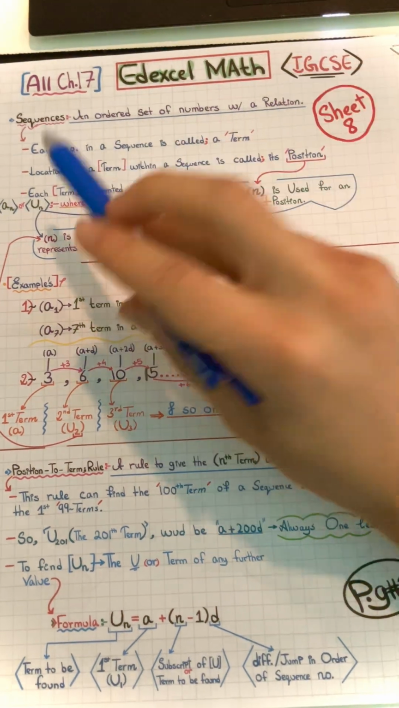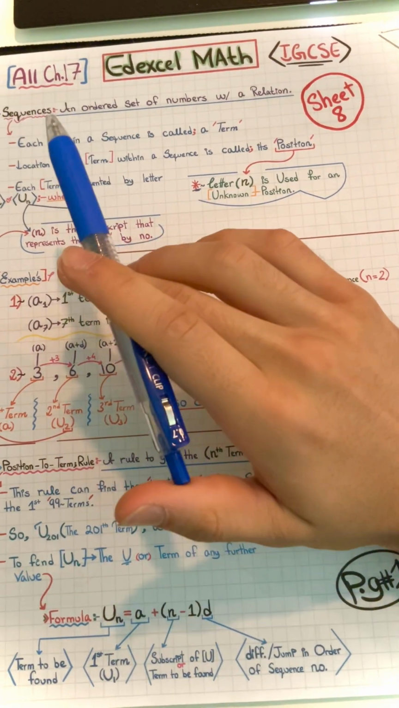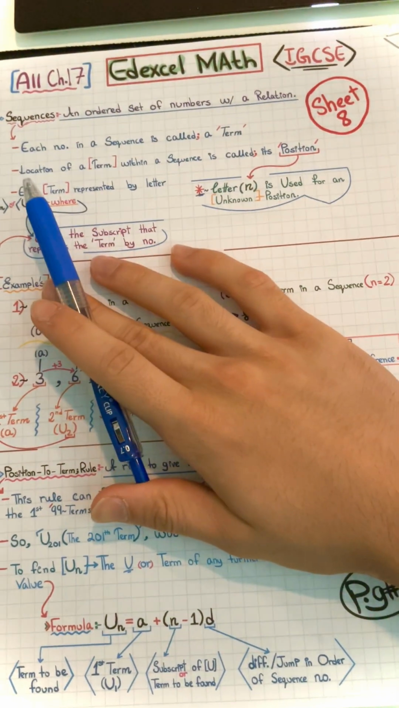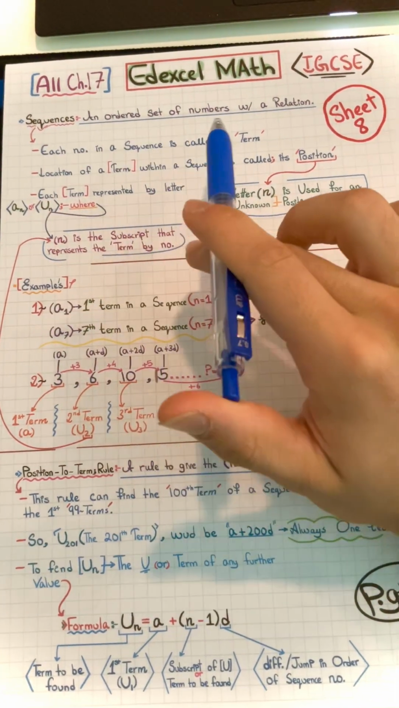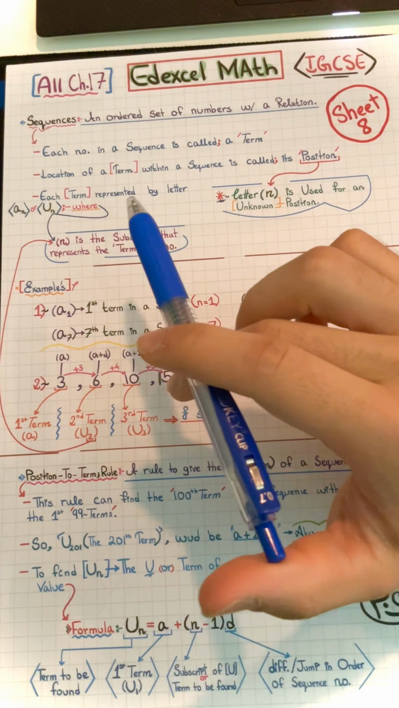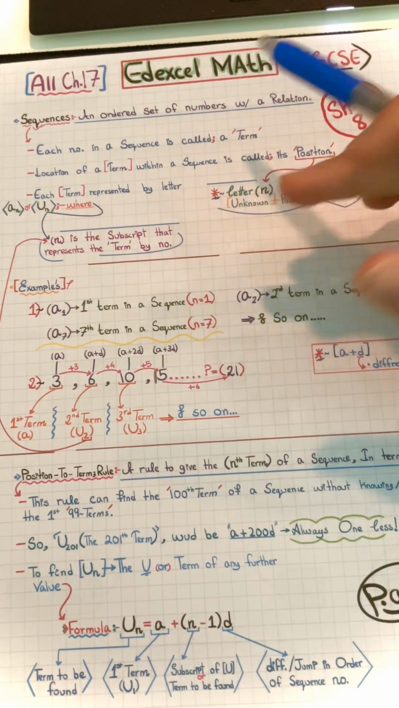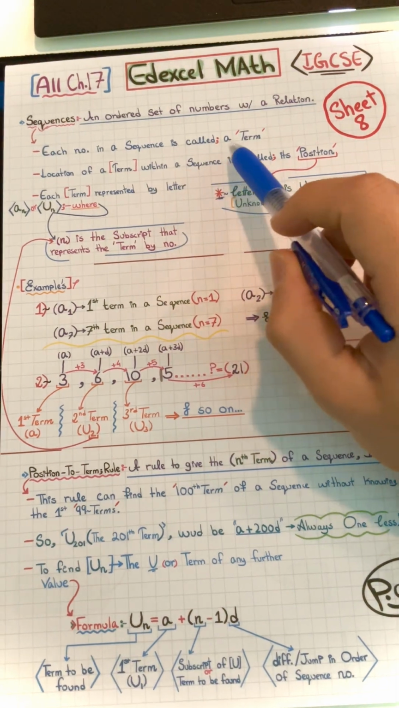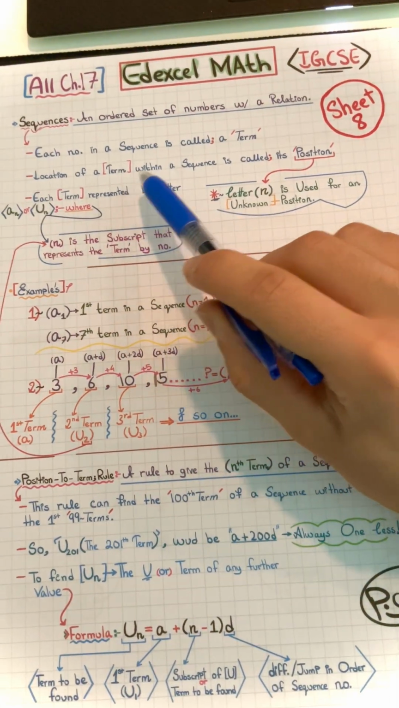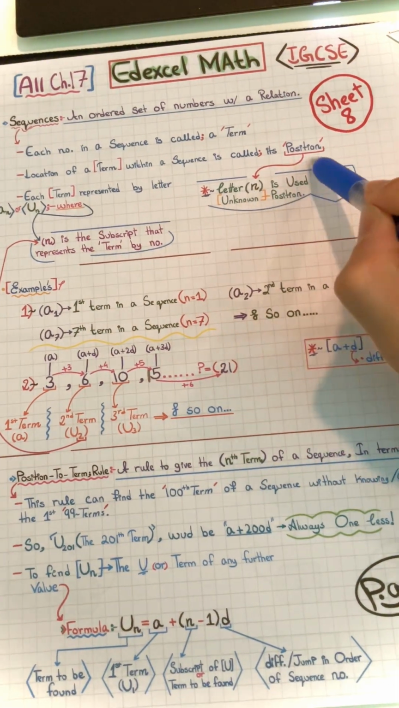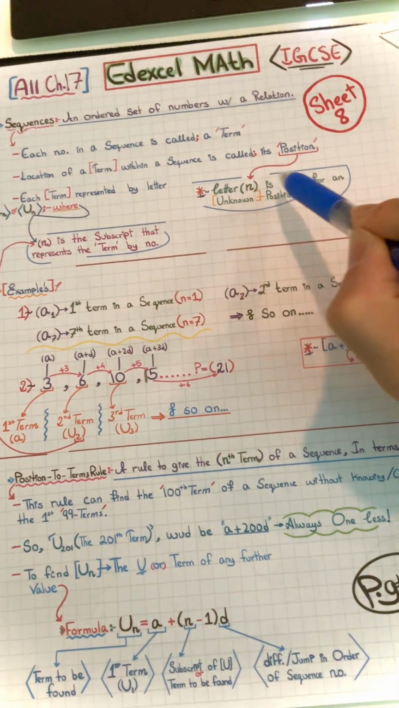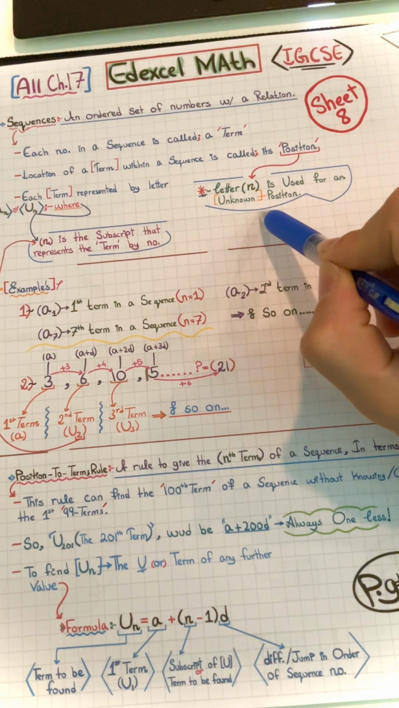Okay? So, sequences. A sequence is an ordered set of numbers with a relation. That is the definition of sequences, okay? An ordered set of numbers with a relation. Okay? Numbers in order that have a relation with one another. Each number in a sequence is called a term. The location of a term within a sequence is called its position, okay? To define the position, we use the letter n. It is used for an unknown position.